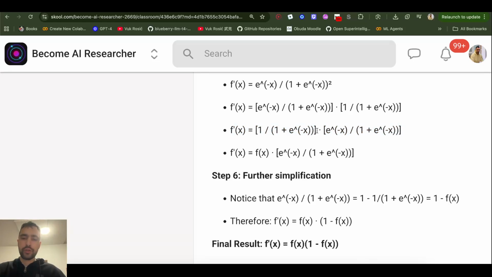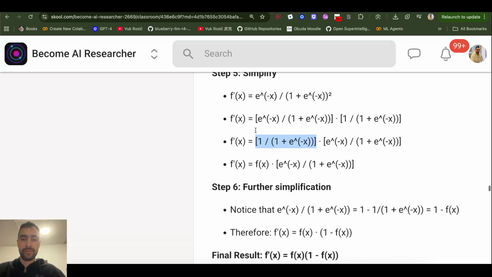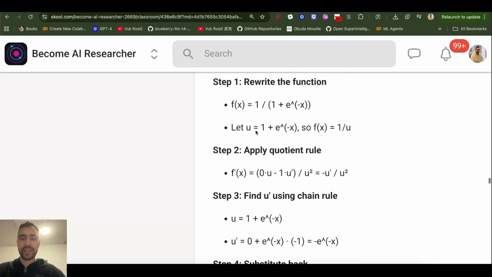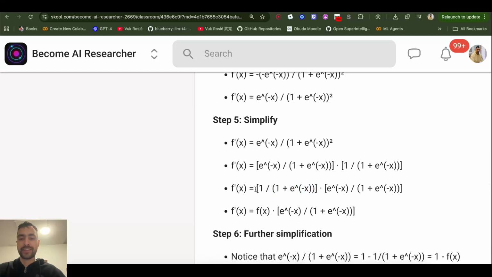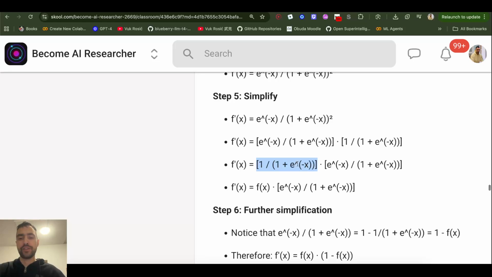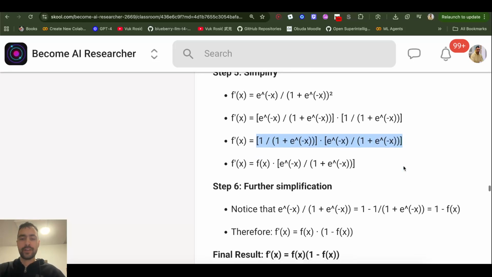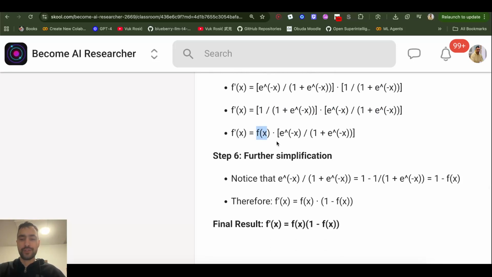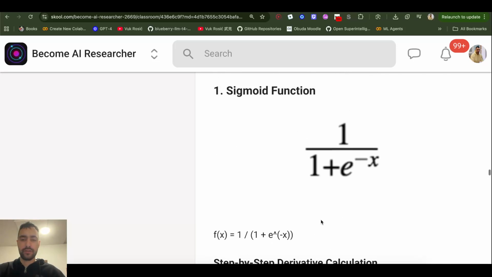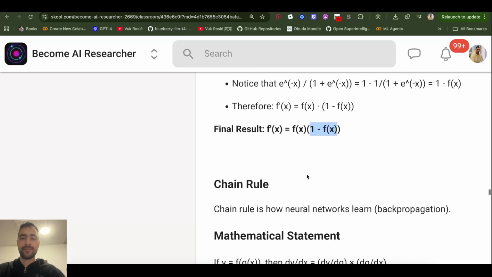You'll notice that this part is actually the same as our function that we are deriving. It turns out, accidentally, that the function we are deriving is contained in its derivative. It's kind of weird. That's why they replace that with f of x. That's kind of interesting. And then you can do some math tricks to also replace this with 1 minus f of x, where f of x is our sigmoid function. So yeah, this is some weird math tricks.